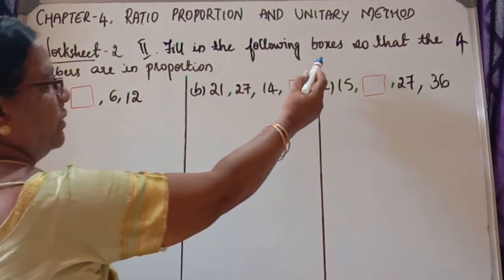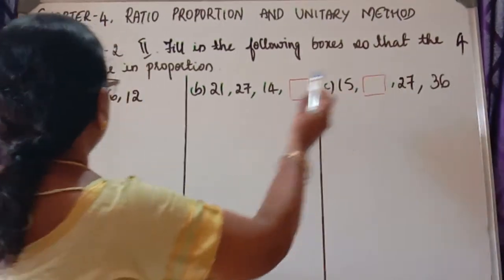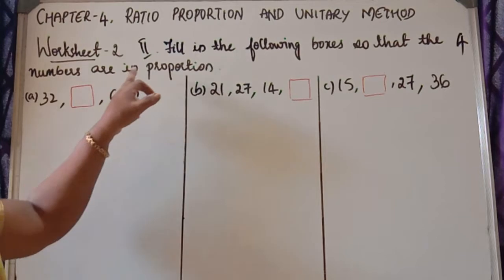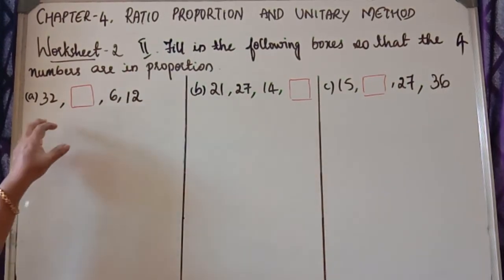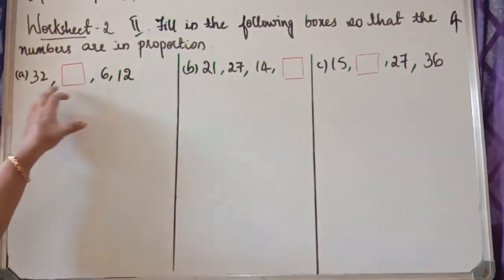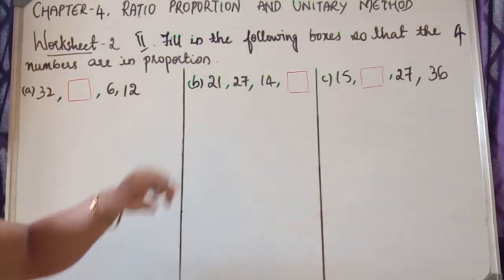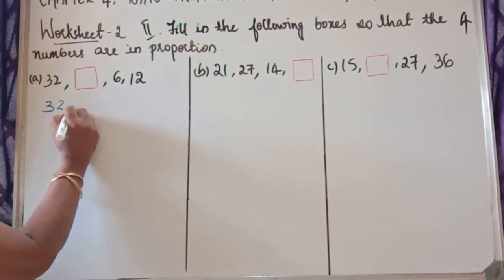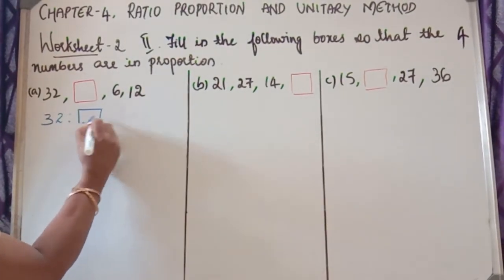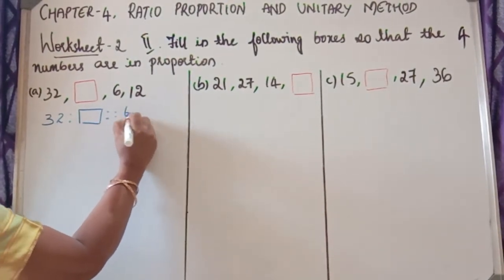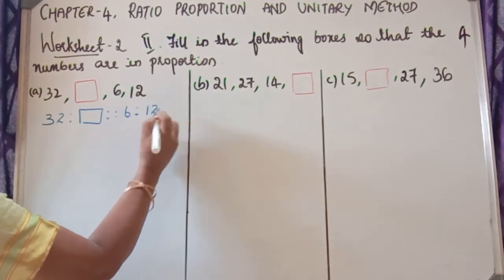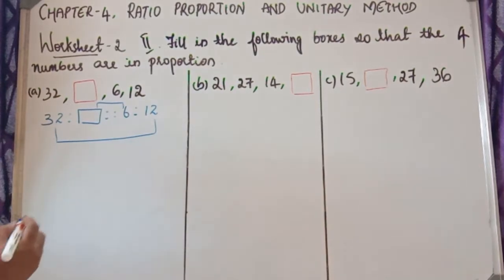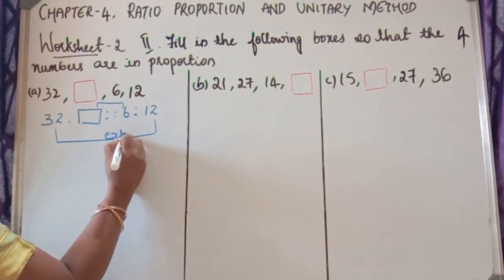Fill in the following boxes so that the 4 numbers are in proportion. To find out whether they are in proportion, we need 4 terms. They are given 3 terms. We have to find the 4th term. How will we find out? First we write in the proportion form as 6:12. Now we'll find the product of means and product of extremes.